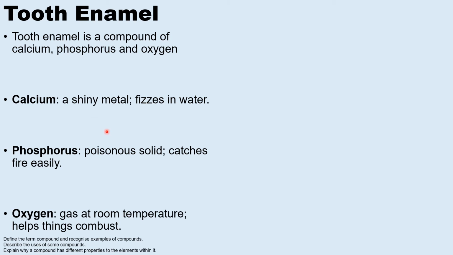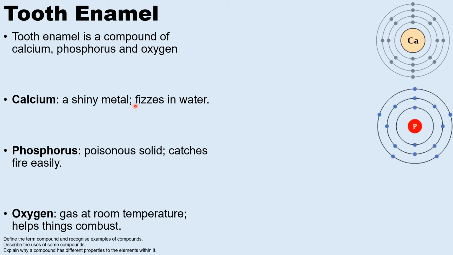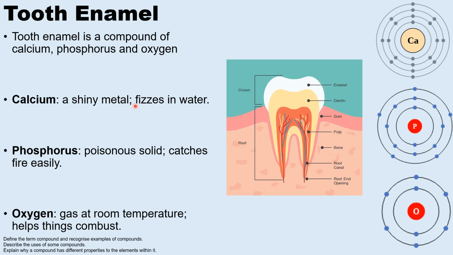So individually, these things would not be too good to have as a part of your teeth, but mixed together, they form the perfect barrier to protect the inside of your teeth. So there you have your calcium, phosphorus, and oxygen, and that is the structure of a tooth.